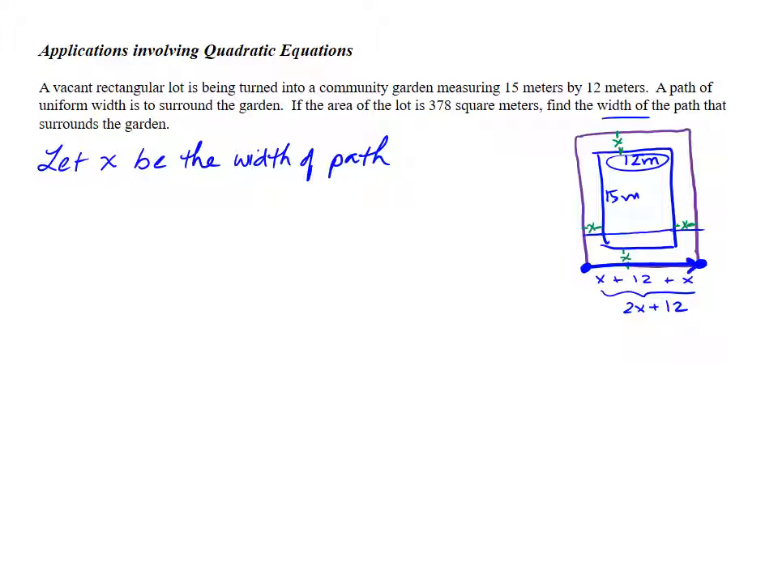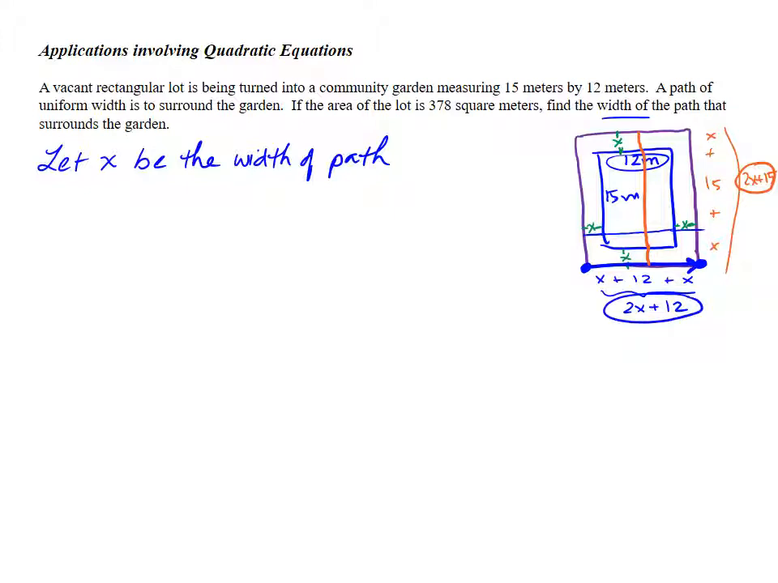If we go across the lot the other direction, so up and down, I would go across the path, then I would go 15 meters the long way, and then across the path again. So I would have an x, a 15-meter walk, and then the path again. So the length of this would be 2x plus 15. So I have a length of the entire lot that is 2x plus 15, a width of the entire lot that is 2x plus 12.